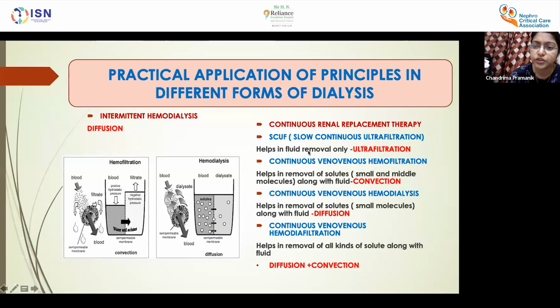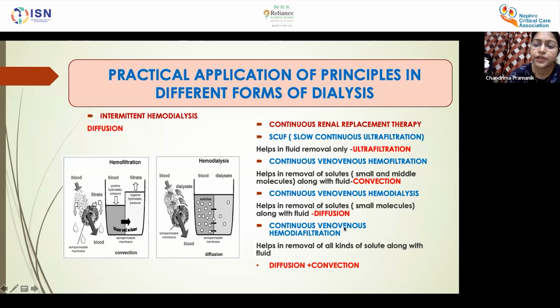One is the SCUF, which is slow continuous ultrafiltration. This modality helps in fluid removal only, and hence it is based on the principle of ultrafiltration. Whereas continuous veno-venous hemofiltration helps in removal of solutes, small and middle-sized molecules, and it is based on the principle of convection. Next is continuous veno-venous hemodialysis. It helps in removal of small molecular sized solutes, and it is based on the principle of diffusion.